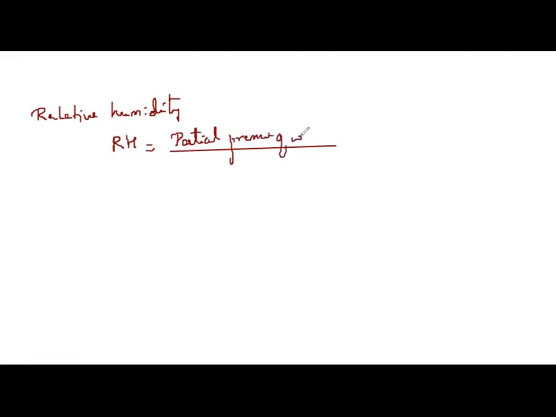Even you can calculate the relative humidity. As an application of Dalton's law, you can calculate the relative humidity. It is denoted by the symbol RH. Relative humidity is the ratio of the partial pressure of water in air to the vapor pressure of water.